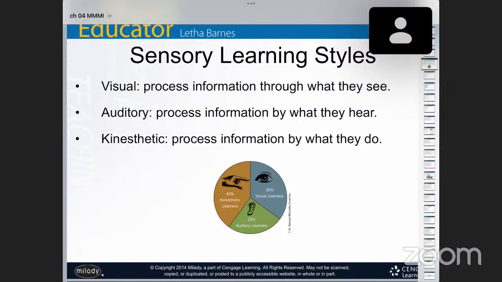You have auditory learners, who process information by what they hear. They want to record the classes. Okay, they want to listen. They want to hear all the information. I understand when I hear you break it down to me.